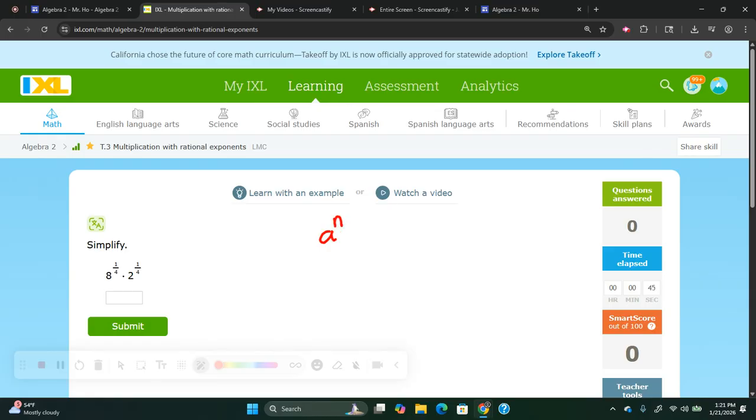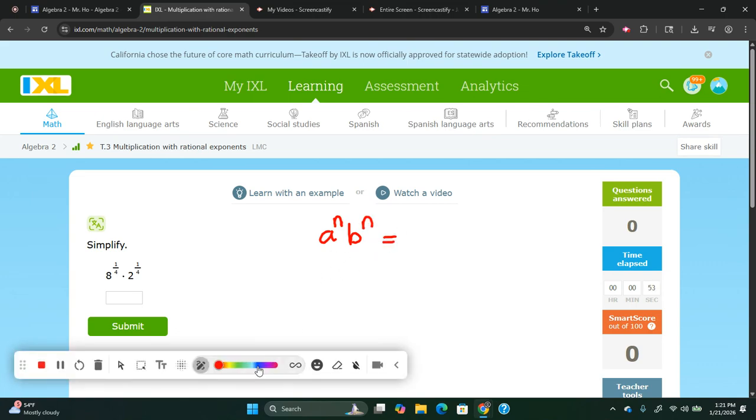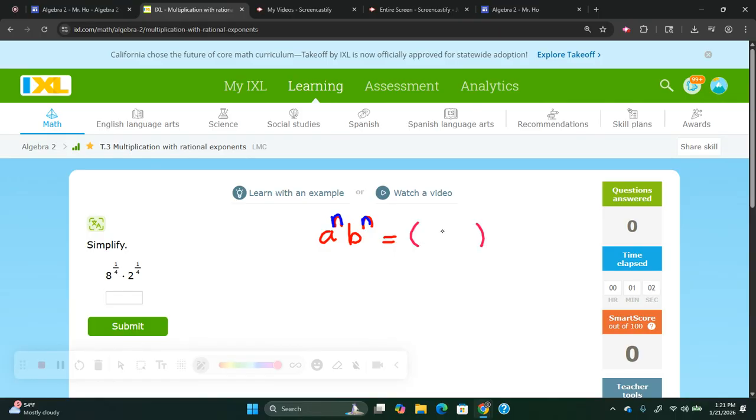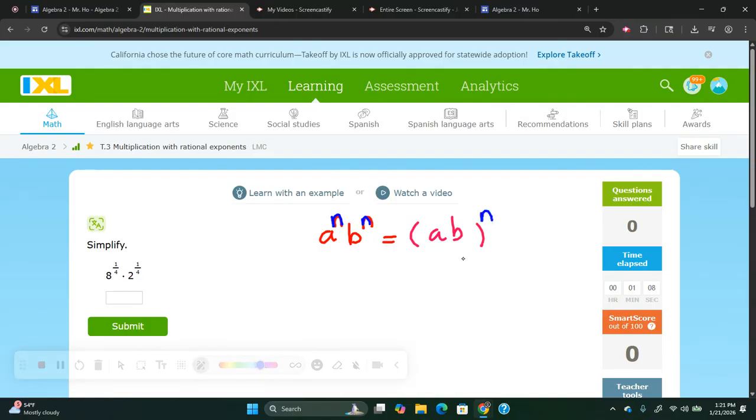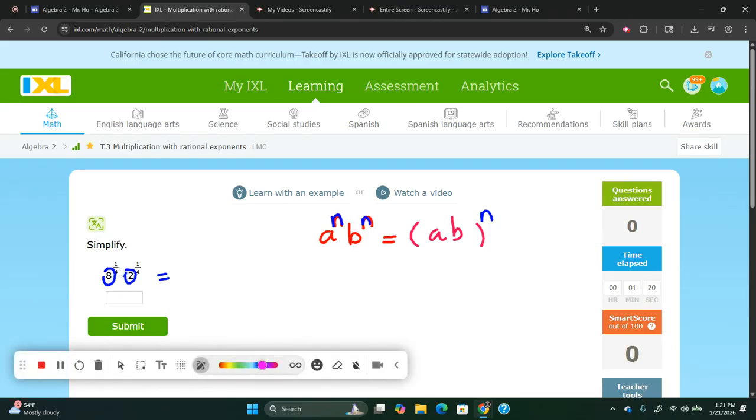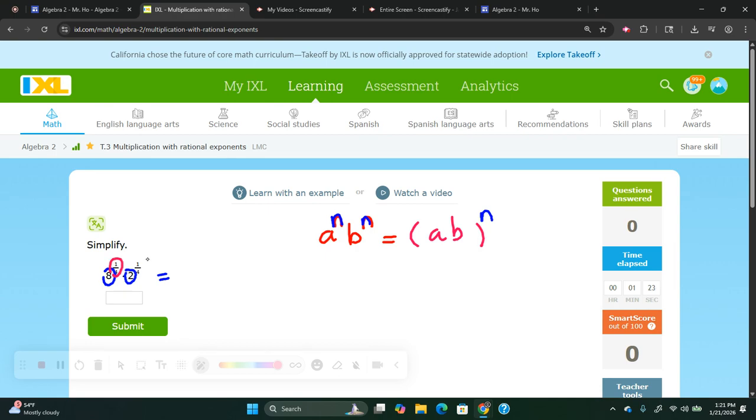a power n, and then b also power n. So you can see two different bases, but they have the same exponent over here. So you can group a and b together, and then the exponent n outside. Okay, so in this case, if you notice, the base number 8 and the base number 2 are different, but the exponent 1/4 here and 1/4 here is the same, so you can group them outside.